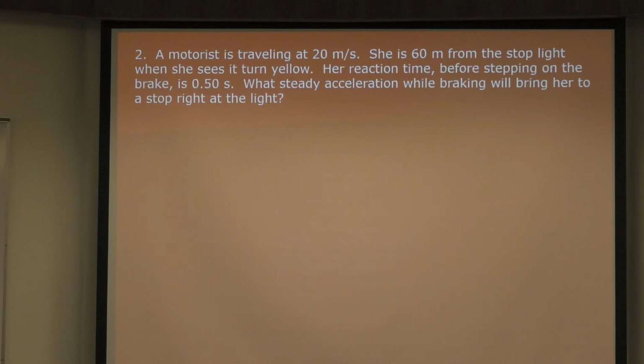A motorist is traveling 20 meters per second. She's 60 meters from the stoplight when she sees it turn yellow. Her reaction time before stepping on the brake is a half a second. That's pretty bad. She's probably drunk. I don't know. Anyway, what does that mean? It means that from the time she sees the stoplight turn yellow until the time she hits the brake is a half a second, which is really slow. What steady acceleration while braking will bring her to a stop right at the light? Okay, so this is your turn now. Please do it. Don't just look at the answer because that doesn't help you.